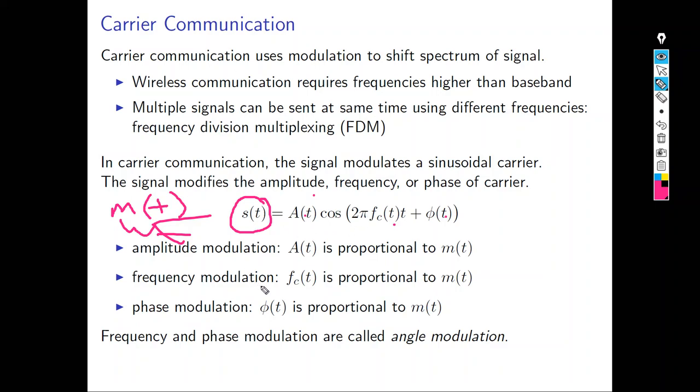In frequency modulation, the message signal is used to change the frequency of the carrier to convey information. In phase modulation, the message signal is used to change the phase of the carrier only. So what do I mean by that? Let's take an example.